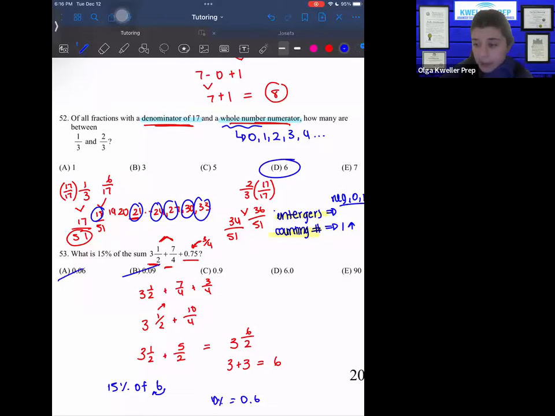So it can't be B and it can't be A. And 15% is just going to be a little bit greater, right? It's not going to be 6 because that's 100%. And 90 is way, way, way too high. So you don't even have to figure it out. You know that the answer is C.